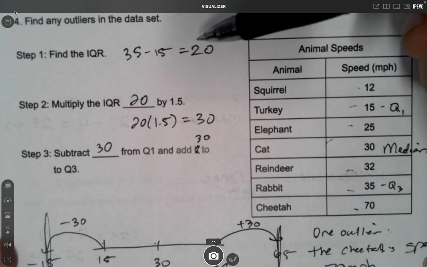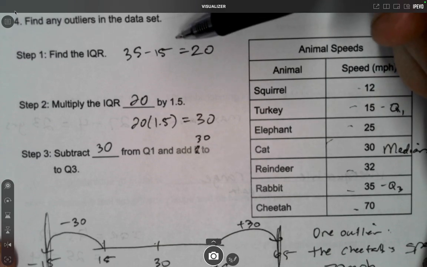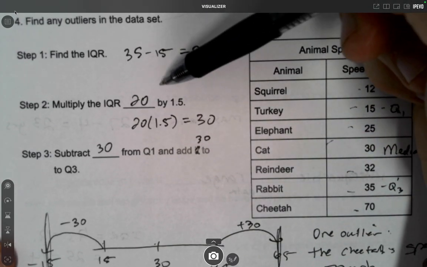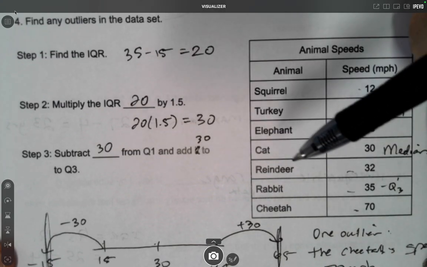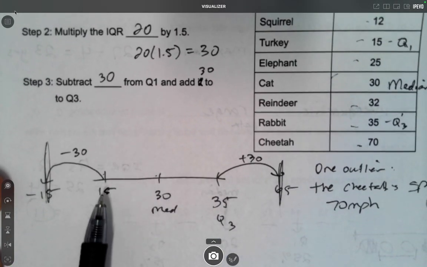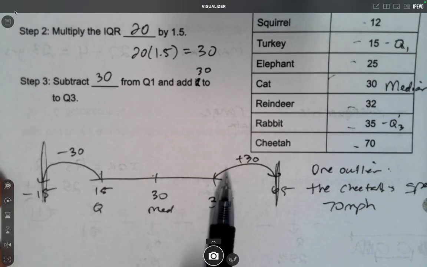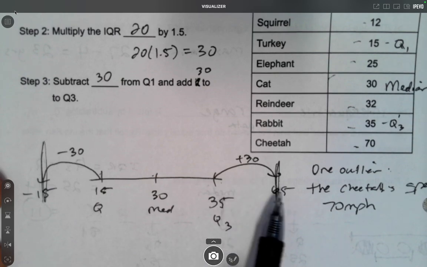So I want to walk through this again. You find the interquartile range. Q3 minus Q1 is 20. You multiply that by 1.5, and you get 30. Now you want to see what's 30 below quartile 1. So I subtract 30 from quartile 1. What's 30 above quartile 3? So 35 plus 30 is 65.